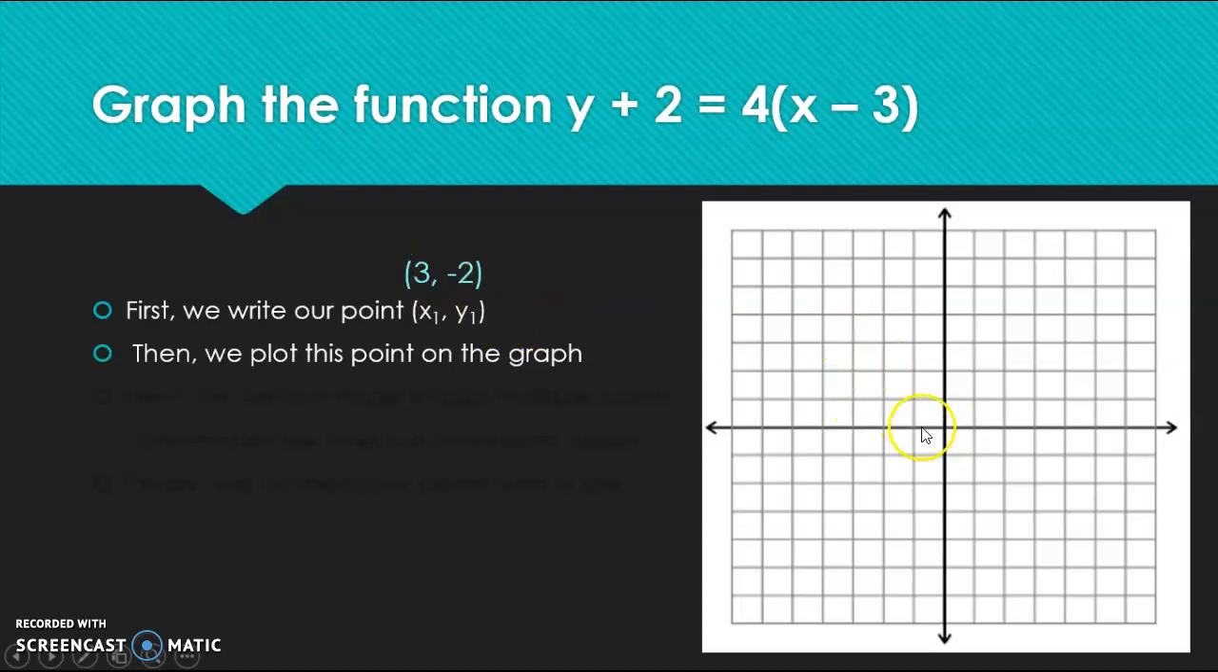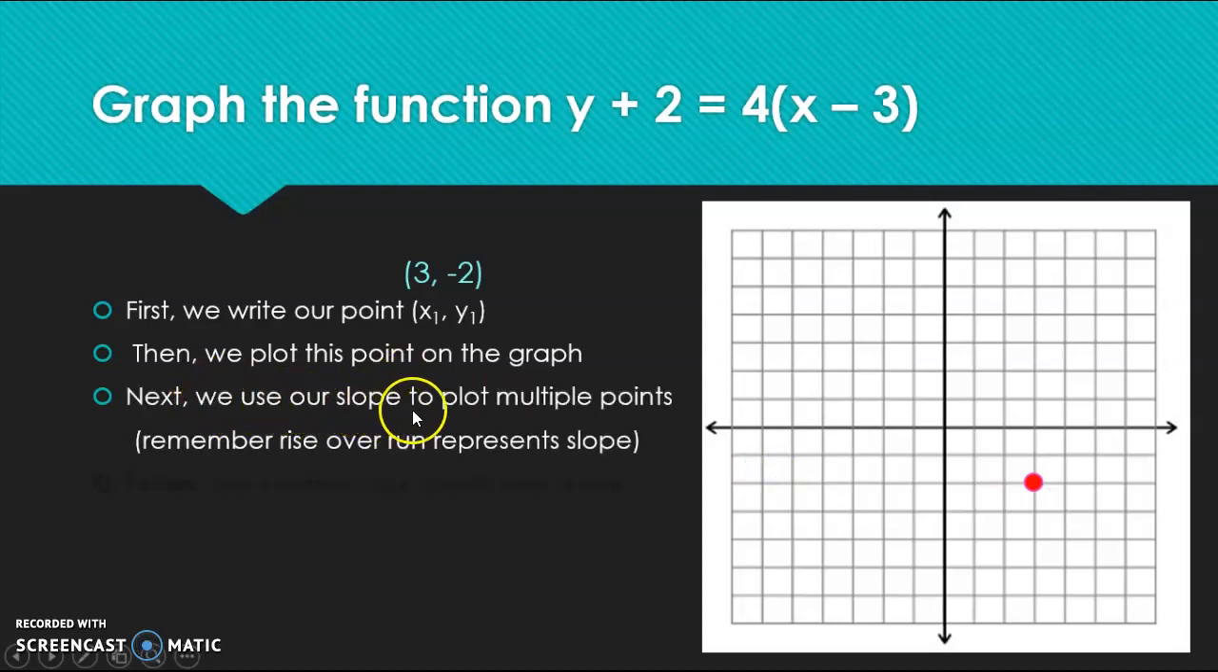So we look 1, 2, 3 for the x value, and -2 for the y value, and there we go, we plot our point. Okay, now the next thing we want to do is use our slope to plot multiple points. Remember, rise over run represents the slope.